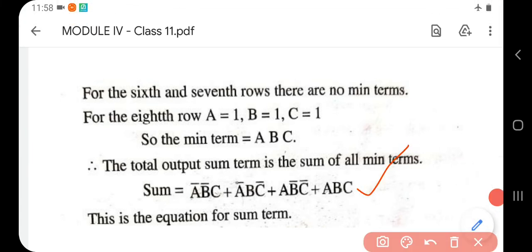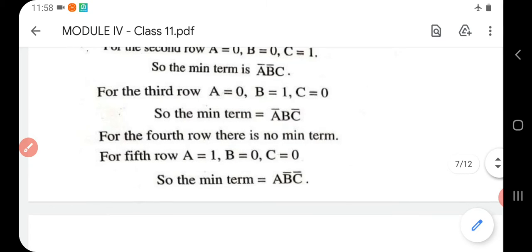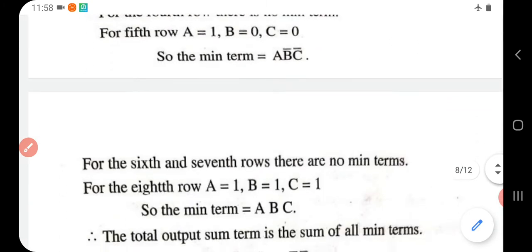Okay, that is A bar B bar C plus A bar B C bar plus A B bar C bar plus A B C. Now how it is obtained is detailed above. If you want, you can just go through these explanations, right?